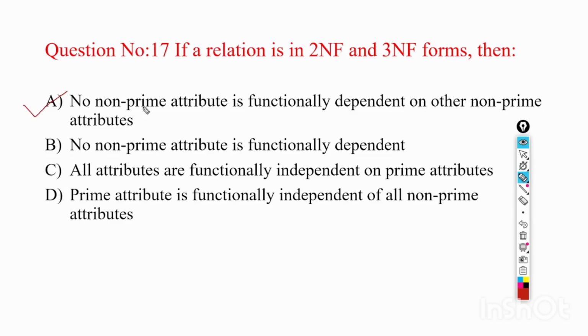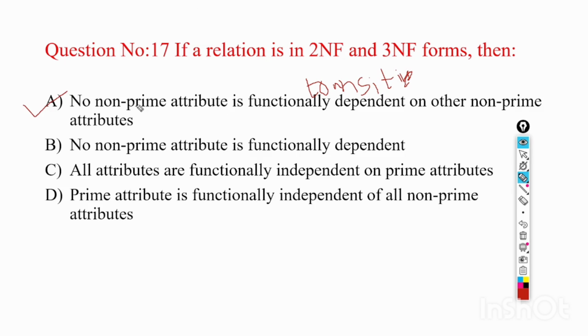Question number 17. If a relation is in 2NF and 3NF forms, then what? No non-prime attribute is functionally dependent on other non-prime attributes. No non-prime attribute is functionally dependent. All attributes are functionally dependent on prime attributes. Prime attribute is functionally independent of all non-prime attributes. So the correct answer for this question is option A. No non-prime attribute is functionally dependent on other non-prime attributes.